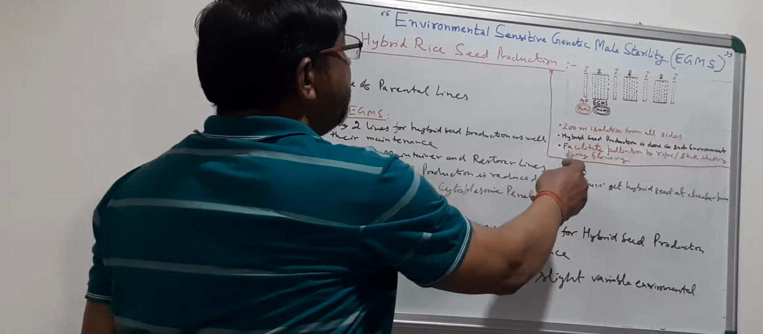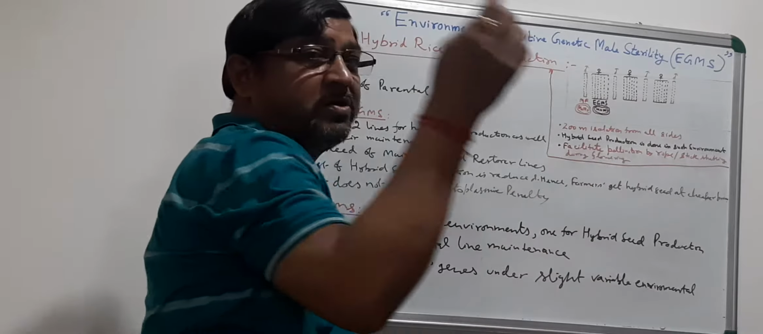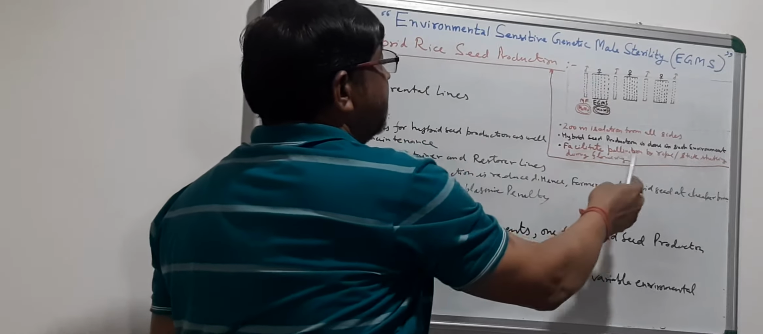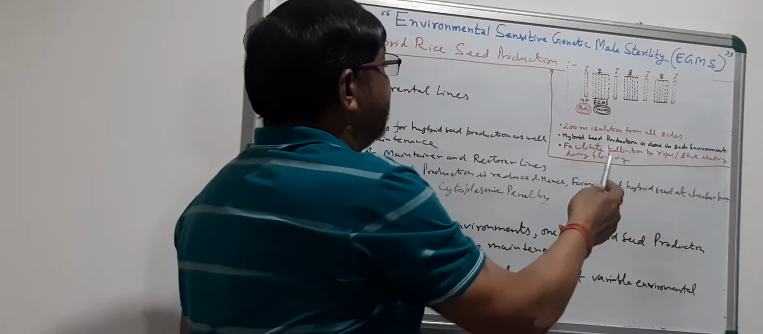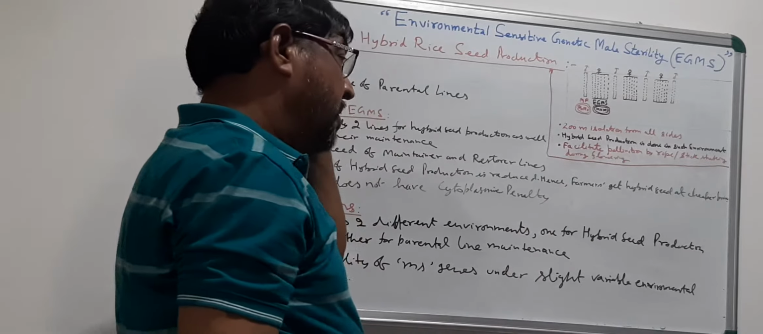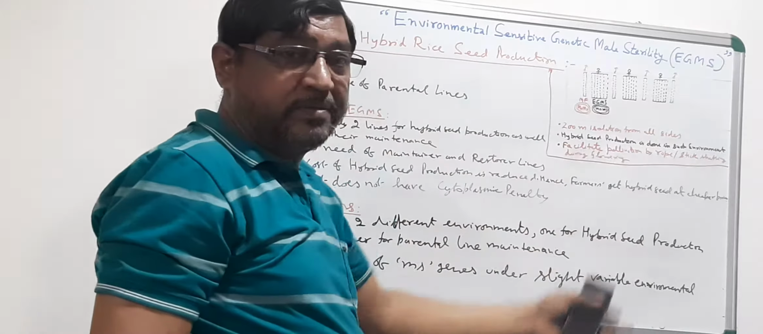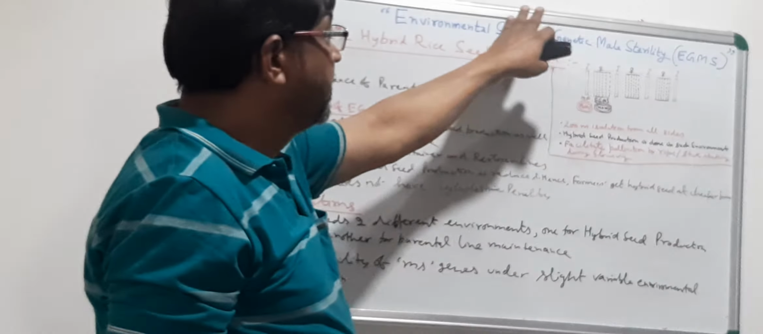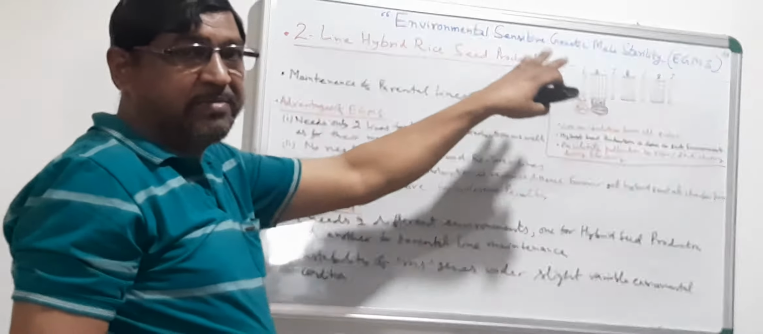So you are facilitating pollination as you do in the 3-line system also. Here also you are facilitating pollination by rope or stick shaking during flowering time. You have to do that. So in this way you are producing the hybrid seed using the EGMS system.